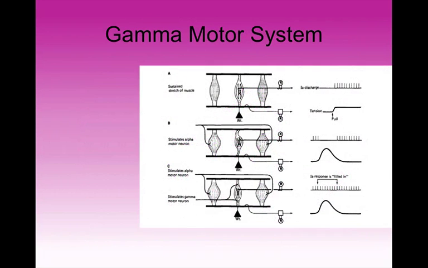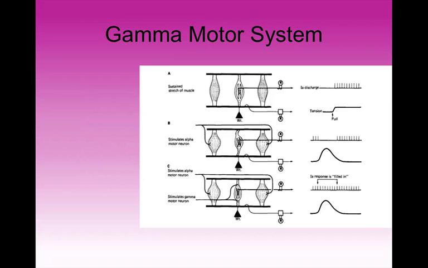Okay. I've already talked about the gamma motor system. This is another example of that. The idea in the gamma system, and I guess it's worthwhile mentioning this because we hear this word tossed around from time to time in orthopedics, is that it maintains the gain, the sensitivity, if you will, of the spindle.